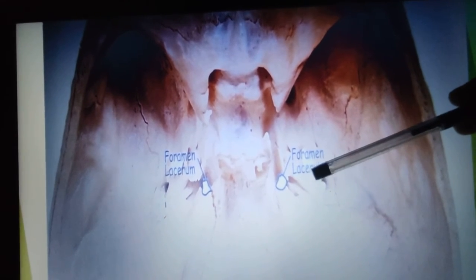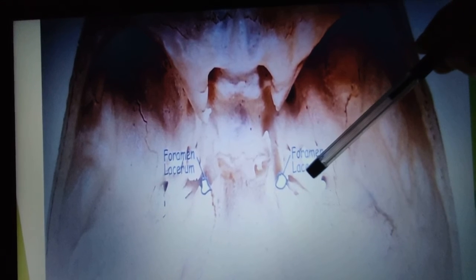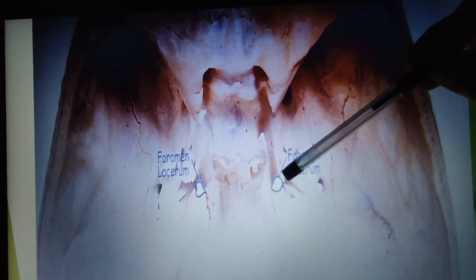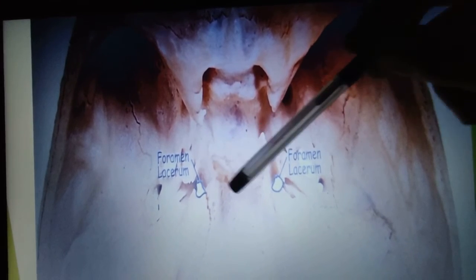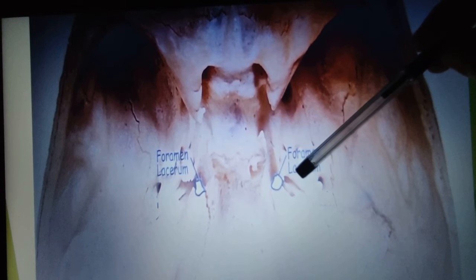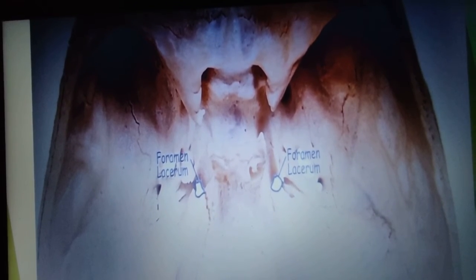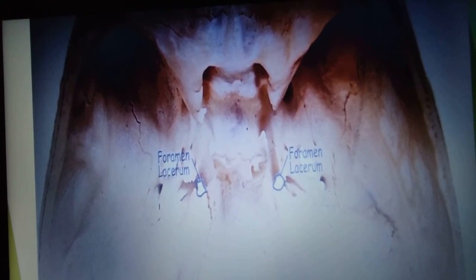Next, moving to the foramen lacerum. This is the foramen lacerum. Two structures pass through it: the meningeal branch of the ascending pharyngeal artery and the emissary vein. It is an irregular foramen. So the foramen lacerum transmits the meningeal branch of the ascending pharyngeal artery and the emissary vein.